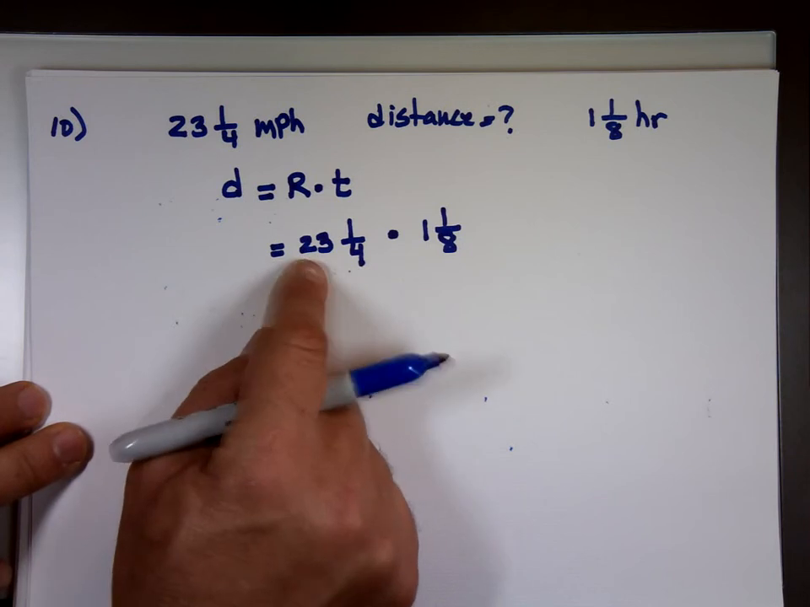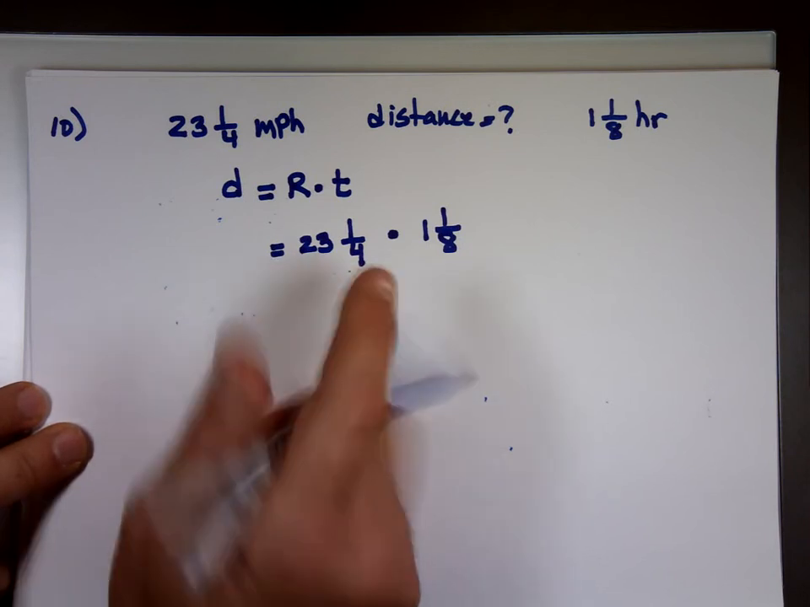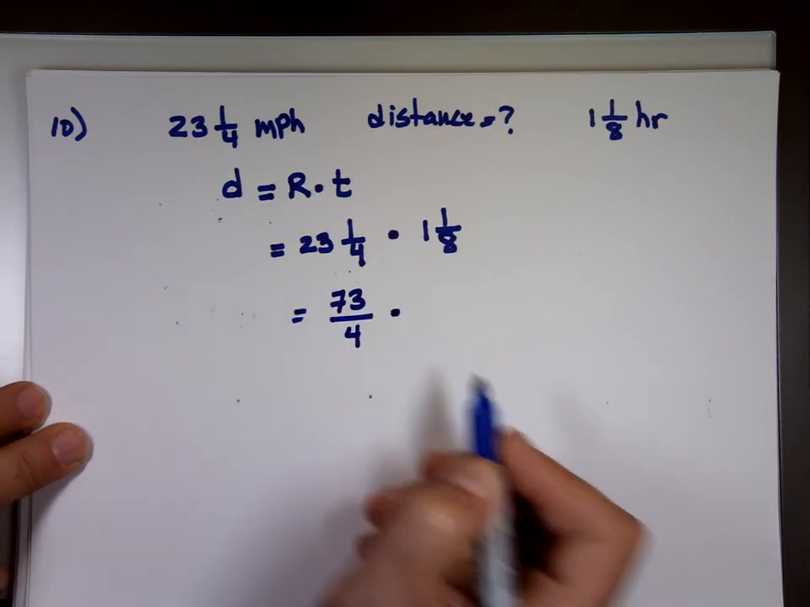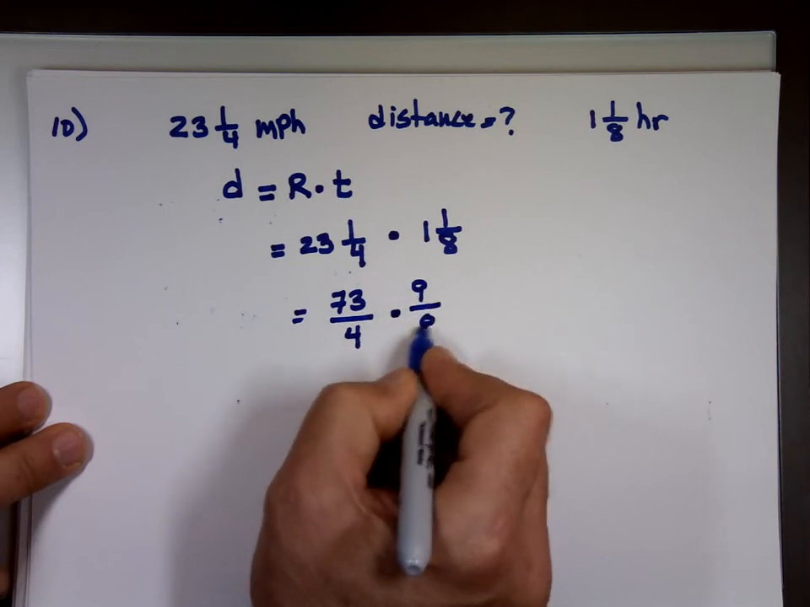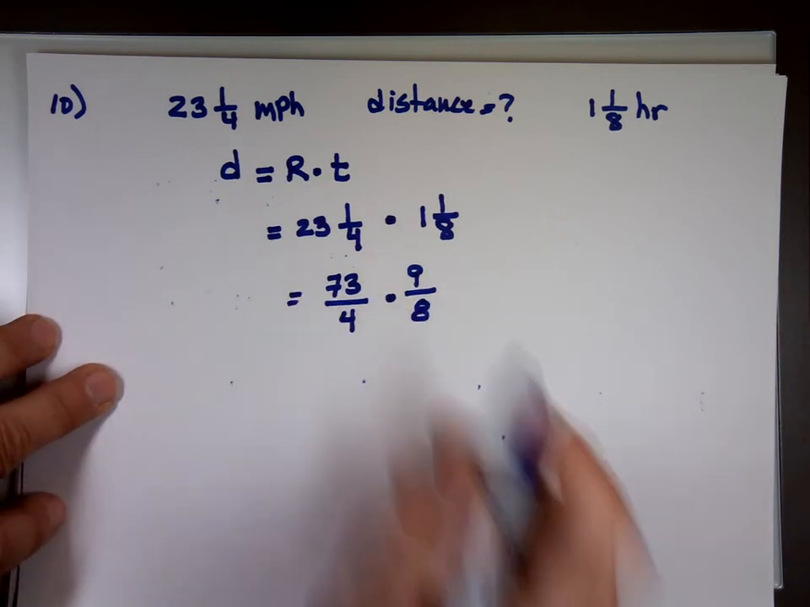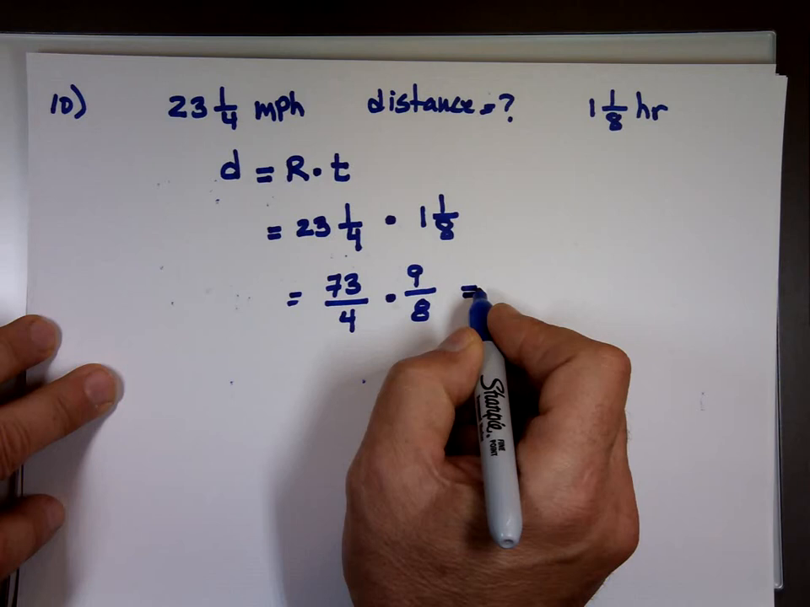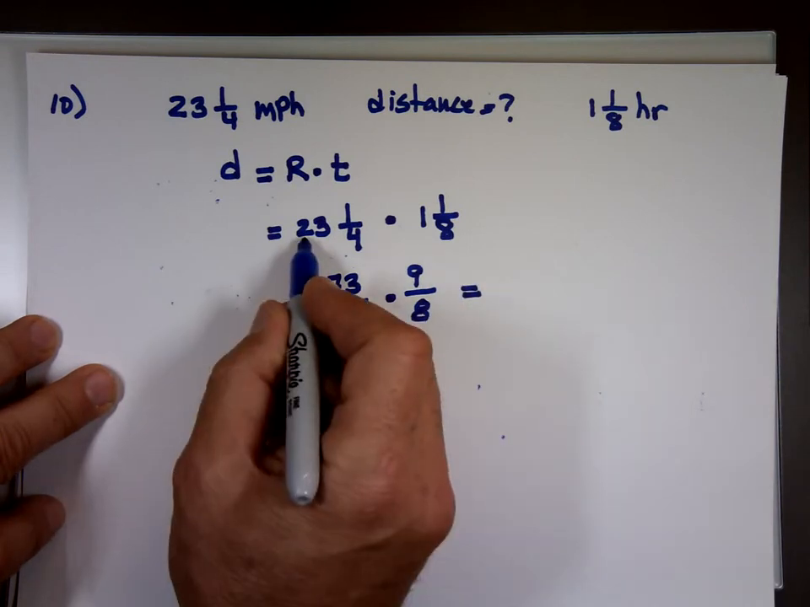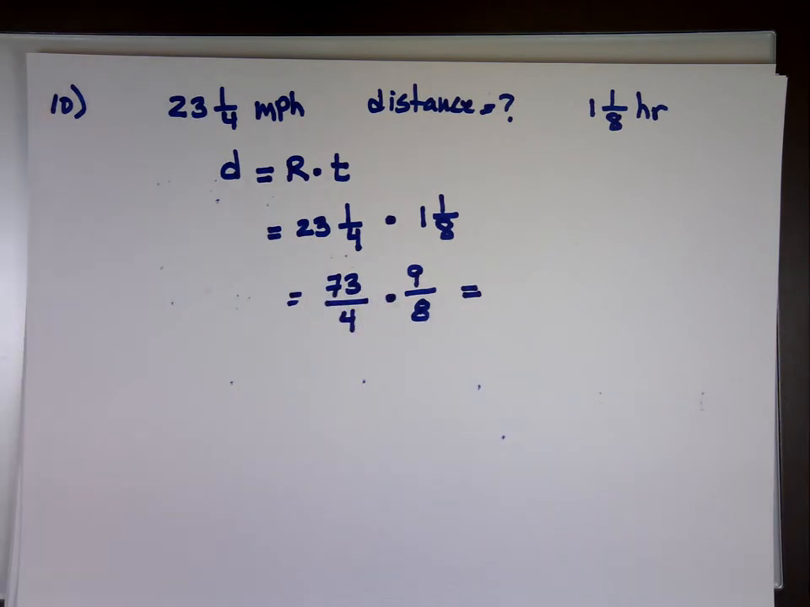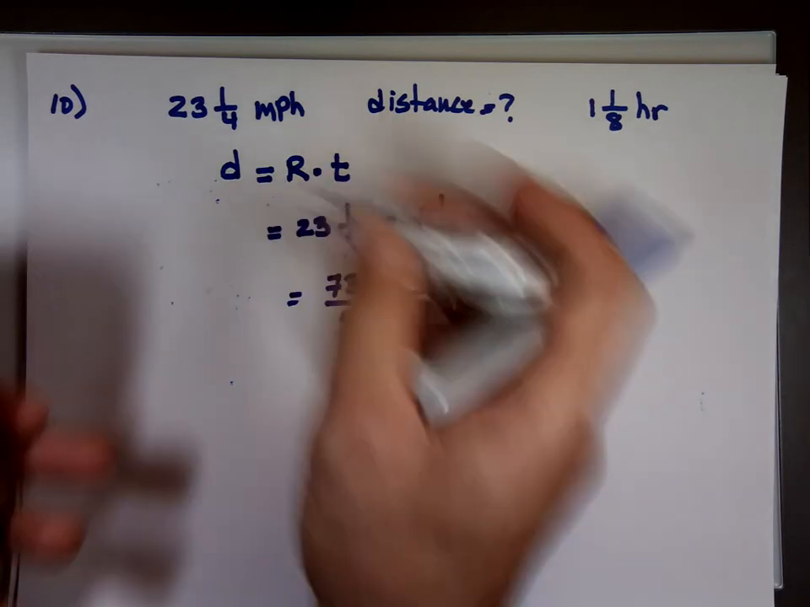4 times 23 is what? Is that 72? And 1, 73 over 4 times 9 over 8. Nothing simplifies, it looks like. Wait, 4 times 23. 4 times 2 is 8. It should be 93 here, right? 4 times 23 plus 1 is not 73. What is that? 93, I think? 93, yeah. 4 times 3 is 12. Yep. 4 times 23 is 92. 92 plus 1 is 93.